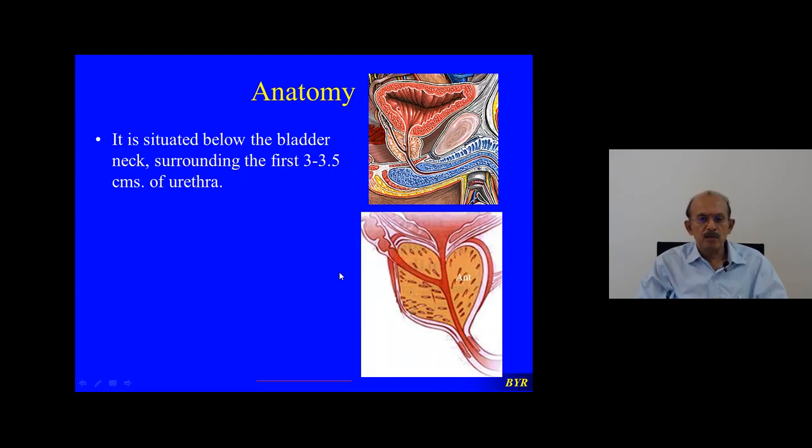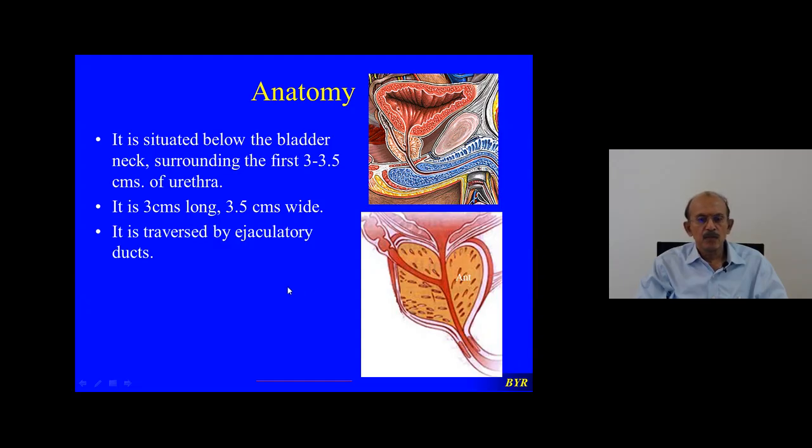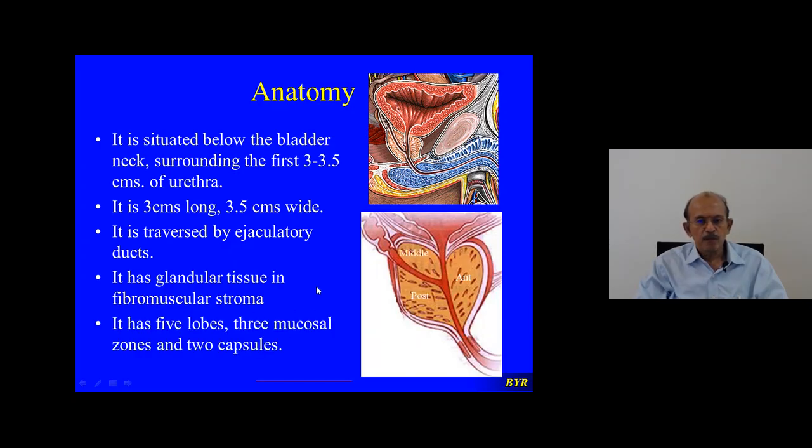Prostate is situated below the bladder neck, surrounding the first 3 to 3.5 centimeters of the urethra. It is 3 centimeters long, 3.5 centimeters wide. It is traversed by ejaculatory ducts. It has glandular tissue in fibromuscular stroma. So it has a fibromuscular stroma, that means it has glands, fibrous stroma, and smooth muscle. It has 5 lobes, 3 mucosal zones, and 2 capsules.